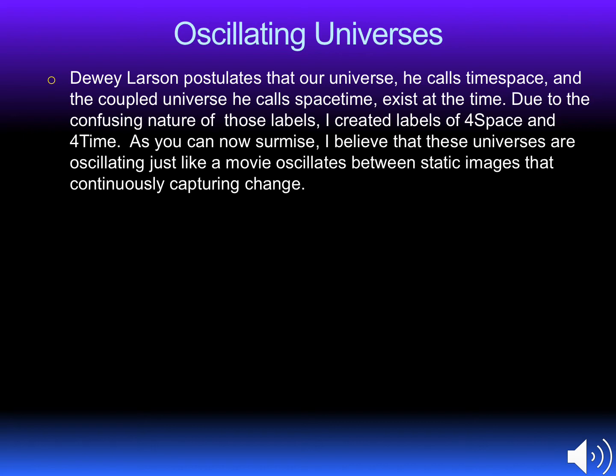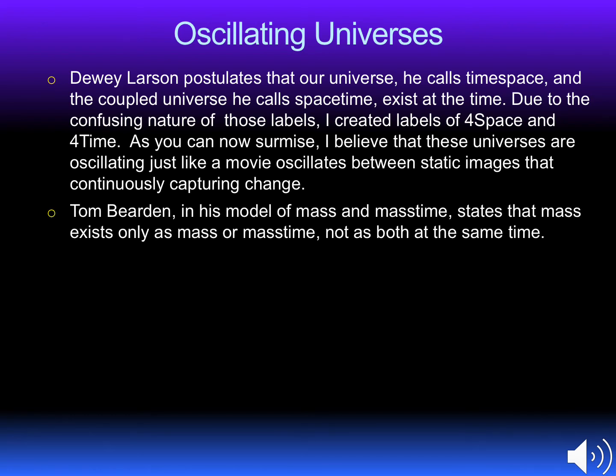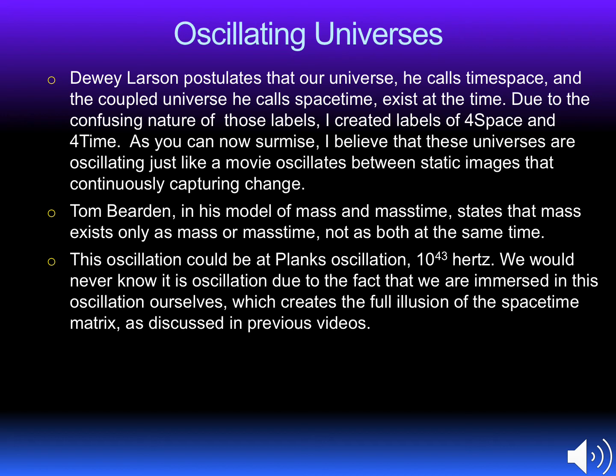Now, as you can surmise so far, I believe that these universes are oscillating just like a movie oscillates between static images that are continuously capturing change. Tom Bearden, in his model of mass and mass time, states that mass and mass time exist independently, not both at the same time. Now, this oscillation could be as fast as Planck's oscillation, which would be 10 to the 43 hertz, which is just an incredible amount of oscillation. So in a billion trillionth of a second, a very small amount of time, you could still have another billion trillion opportunities for change.